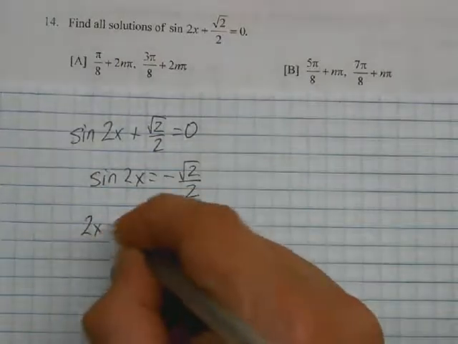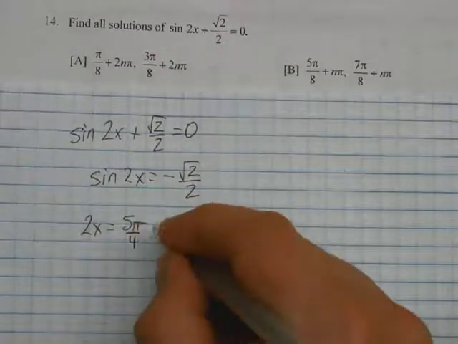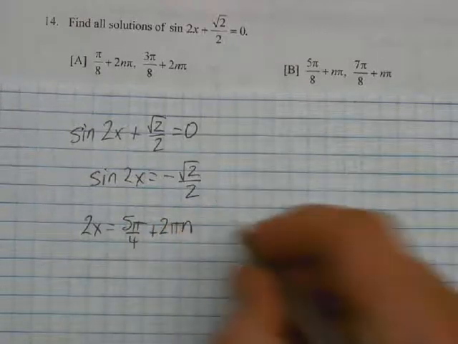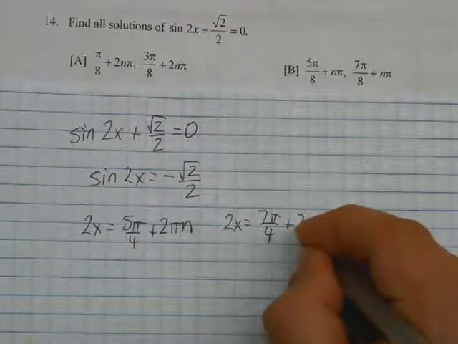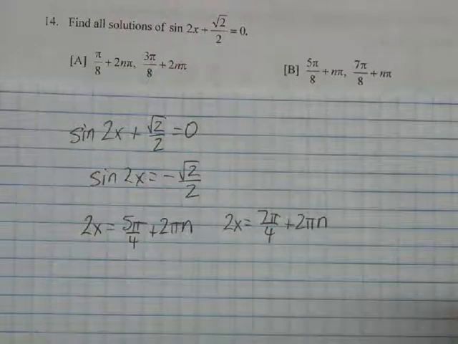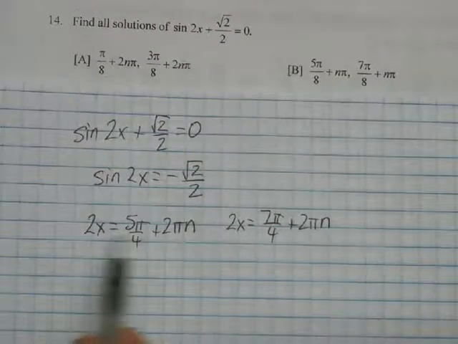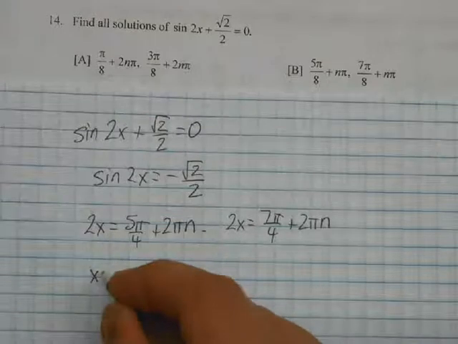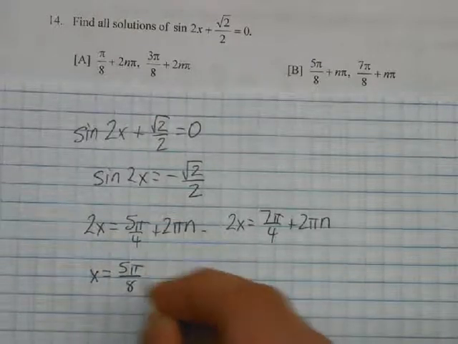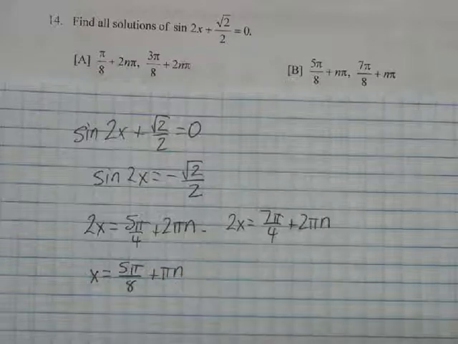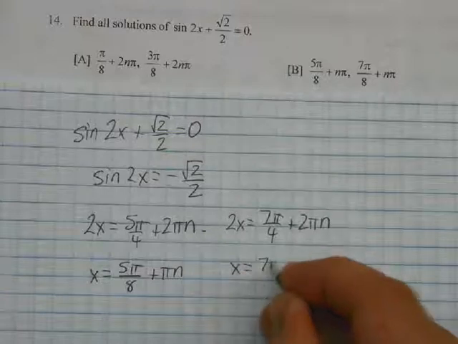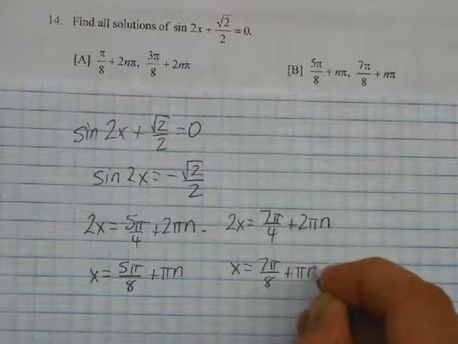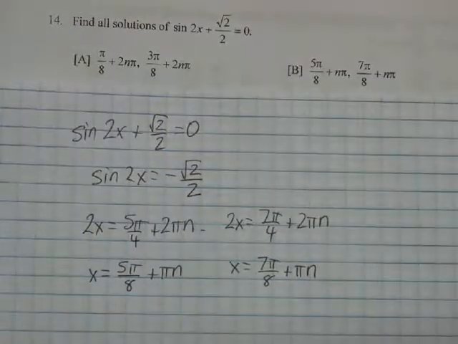So 2x equals 5 pi over 4 plus 2 pi n, and 2x equals 7 pi over 4 plus 2 pi n. So to solve for x, we just have to divide both sides by 2. So for this one, we get 5 pi over 8 plus pi n. And here we get 7 pi over 8 plus pi n. And that matches answer B.